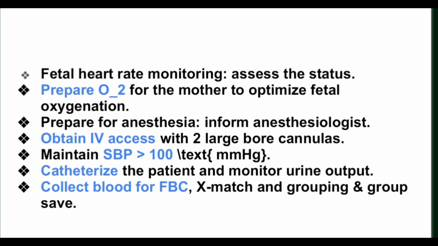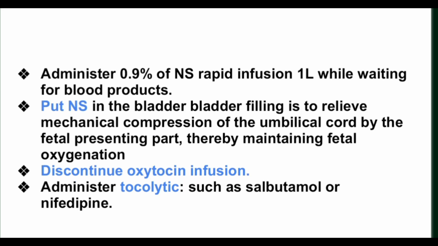We need to collect blood for full blood count, cross match, group and save, because this is an emergency, and we are going to immediately take the patient for cesarean section if the cervix is not fully dilated. Okay. We also need to administer 0.9% normal saline rapid infusion, 1 liter, while waiting for our blood products. Okay, we need to put normal saline in the bladder.